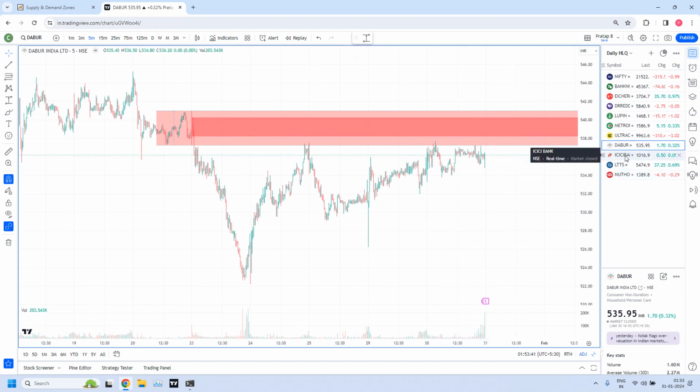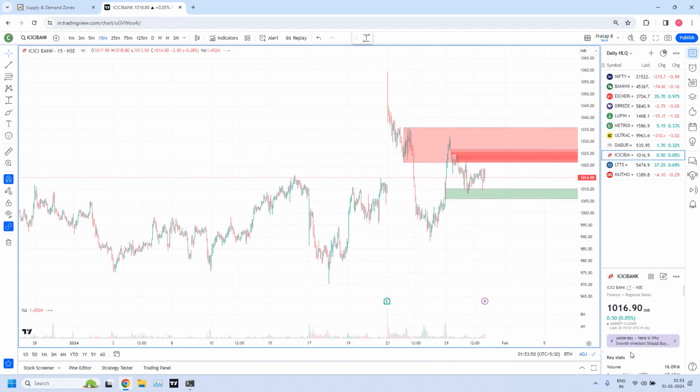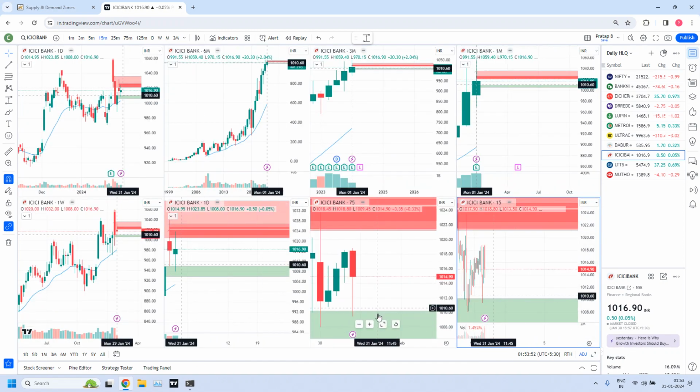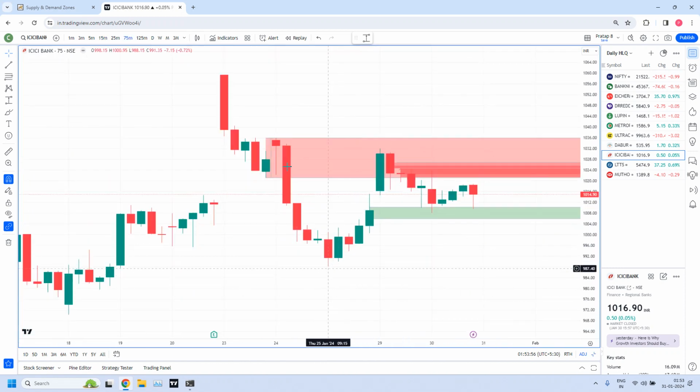Next one is ICICI Bank. This is the first stock that reached the target on time. And this is also a 75 minutes stock. First, let me show you the 75 minutes time frame. We have a drop candle, two base candles, again a drop candle. And recently prices tested this zone. When it was tested recently, a fresh 15-minute zone was created inside this.